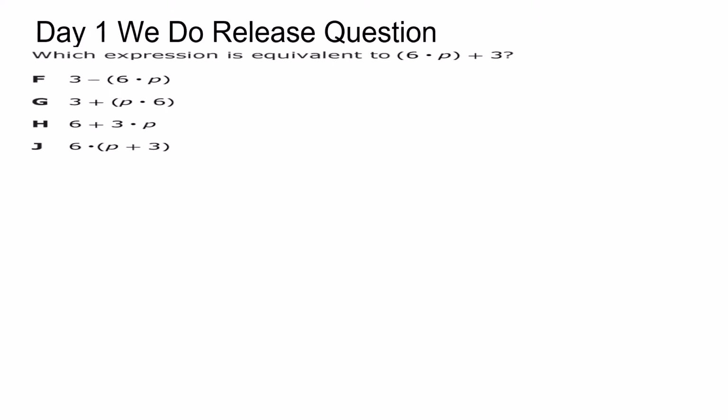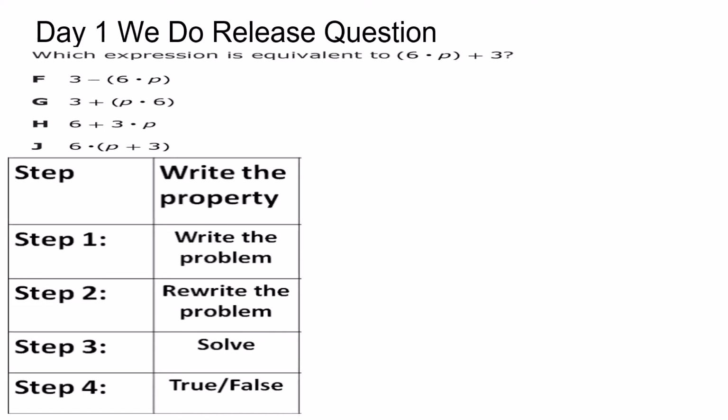Okay, first I need to remember the steps I need to follow to answer this question. Step 1, I would first need to find out what property I will use. Second, I would write the problem. Third, rewrite the problem. Fourth, solve the problem. And then fifth, find out if the problem is true or false so I can choose the correct answer.